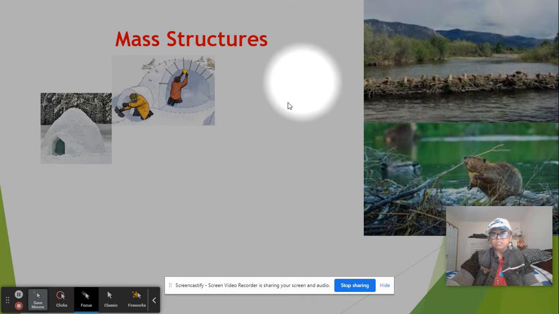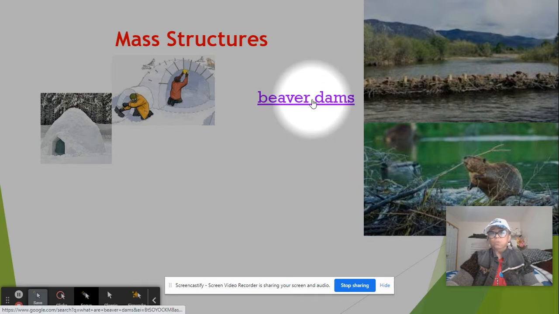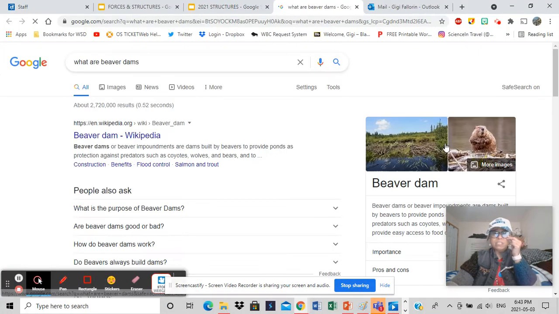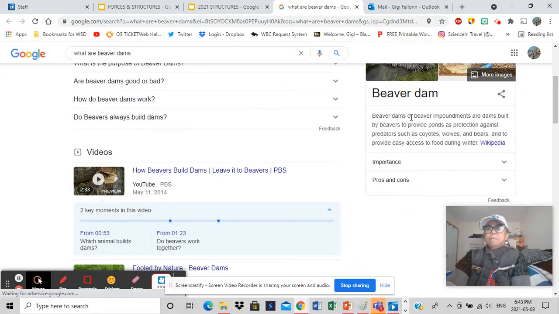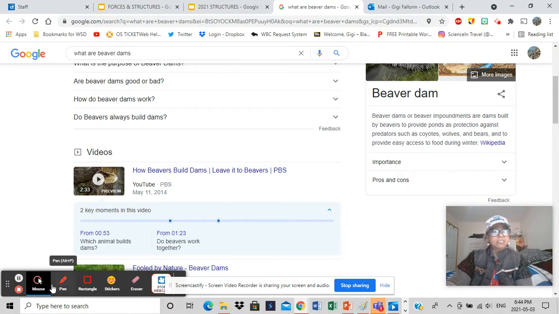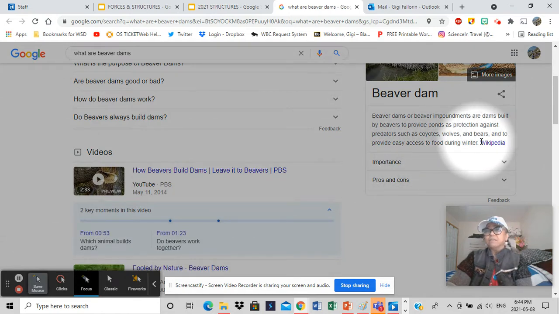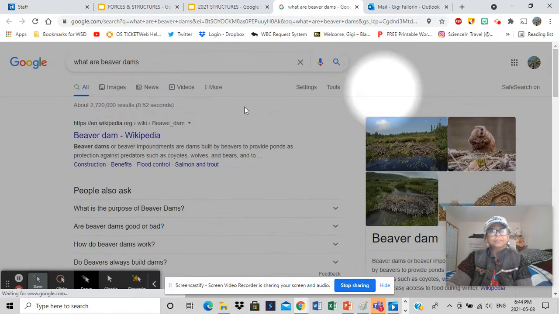Now, mass structures. I mentioned earlier beaver dams, okay? So, this is how it looks like. And usually with beaver dams, it says here beaver dams or beaver impoundments are dams built by beavers to provide ponds as protection against predators such as coyotes, wolves, and bears, and to provide easy access to food during winter.